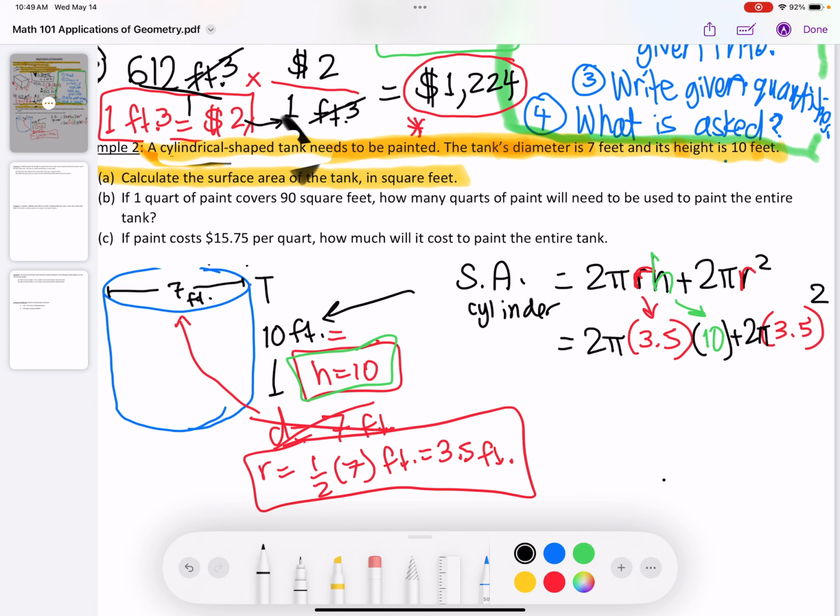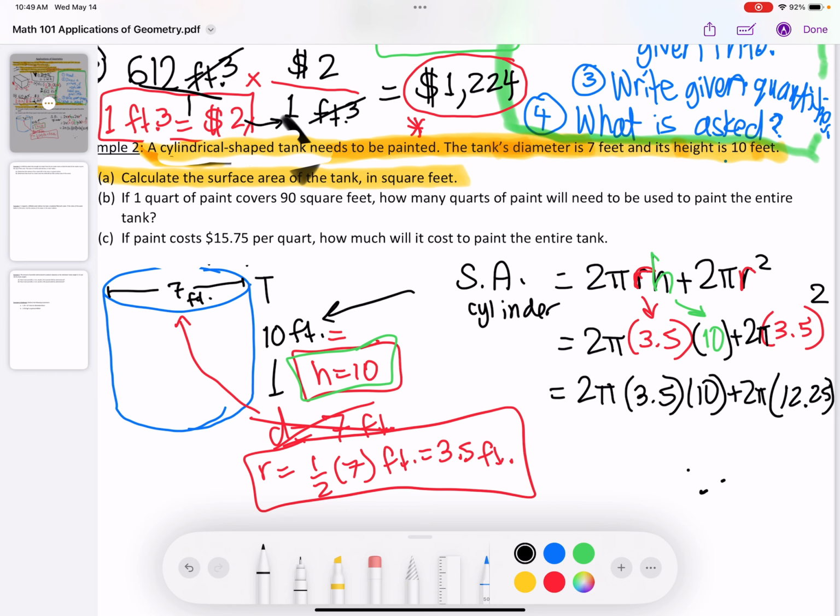What do we got? 2 pi times 3.5 times 10, and I'm going to do order of operations. For now, I'm going to leave this 3.5, 10, 2 pi, and then 3.5 squared. I'm going to use my calculator to figure that out. Don't be a hero, 3.5. I mean, you could be a hero and do it in your head, but why? 3.5 to the second power is 12.25.